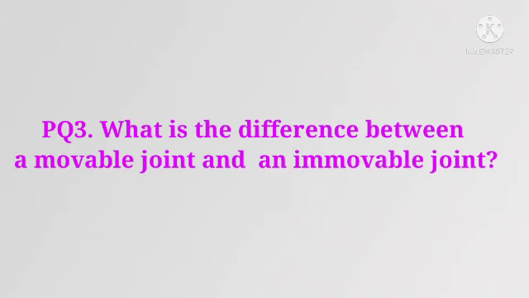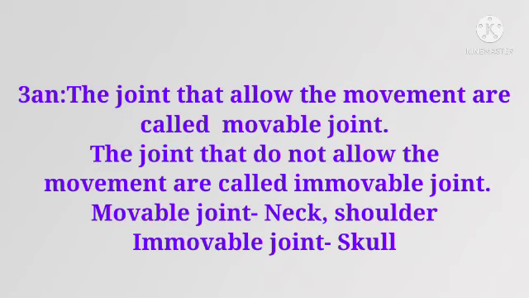Next we can discuss the practice questions. Yes, practice question number 3. What is the difference between a movable joint and an immovable joint? We already studied that movable joints are the joints that allow movement, and the joints that do not allow movement are called immovable joints. Examples for movable joints we can give are shoulder, elbow, wrist, ankle, etc. Then for immovable joints, the joint at the skull is the example.